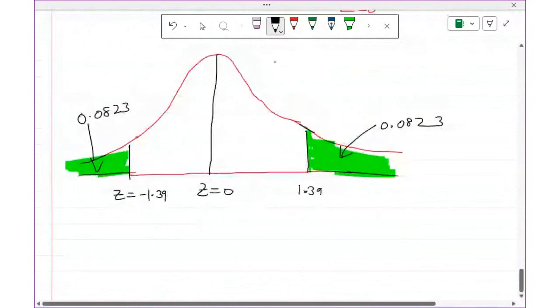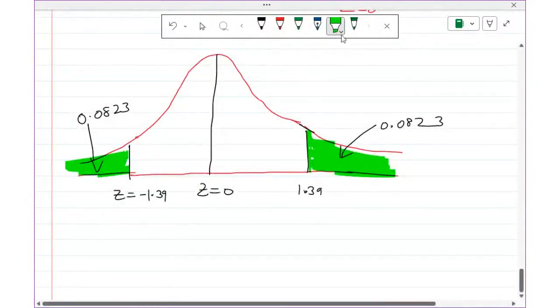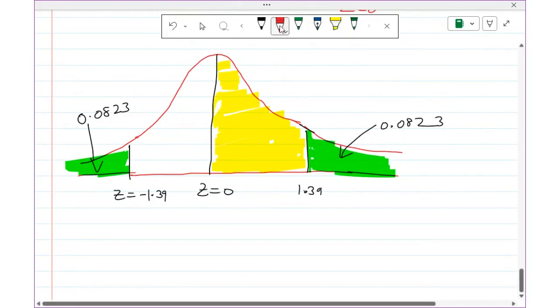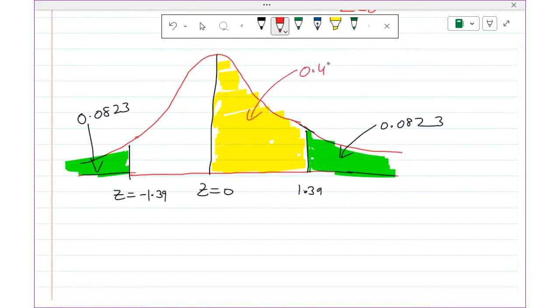So which area was given by the second table? The area given by the second table is this one. The second table gives us this kind of area between 0 and 1.39, and the value was 0.477.